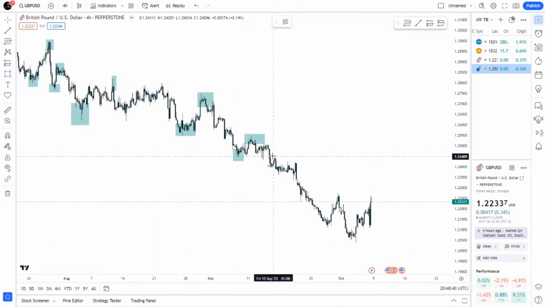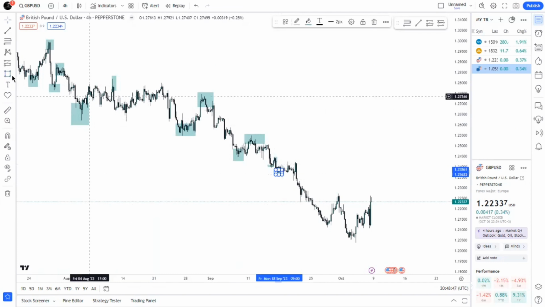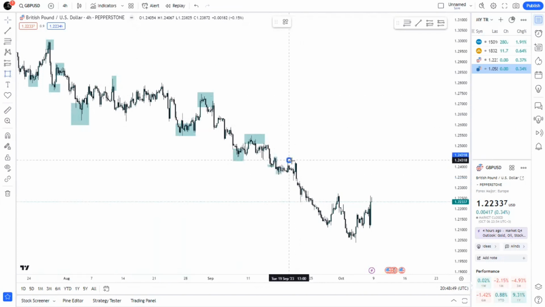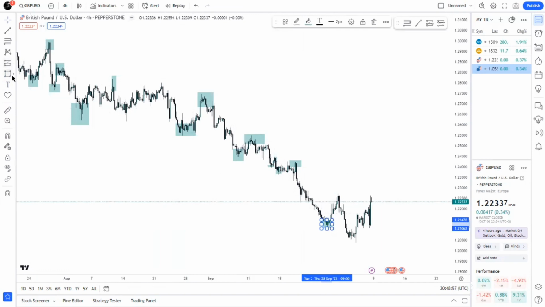My next lower high will be here. My next lower low is going to be here. My next lower high is going to be here. My next lower low, I'm going to put it right here. My next lower high, I'm going to put it right here. And then my next lower low, I'm going to put it right here. Okay, price has not yet formed the lower high.